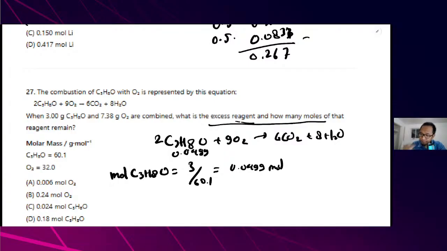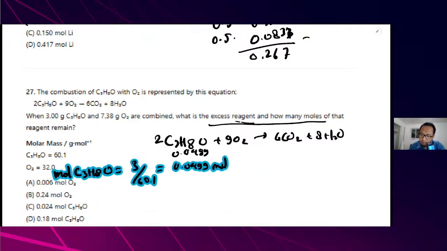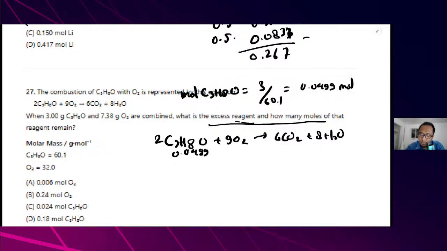So put it over here, 0.0499. Now let's take a look at another part. How about the O2? For O2, we have 7.38 over 32, so 0.2306.